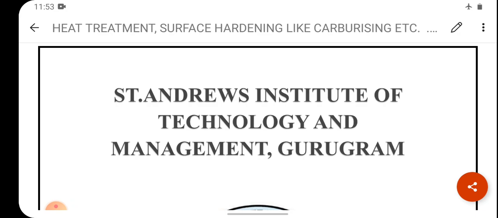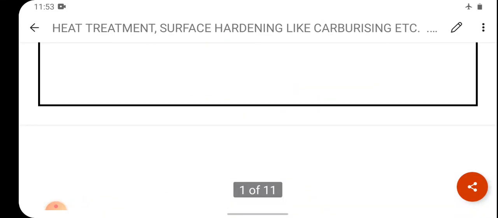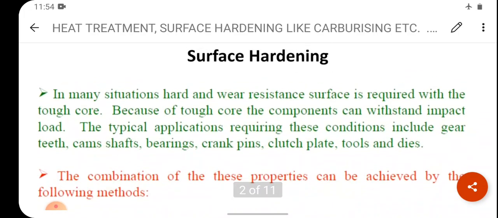Already explained in the last video lecture series, that is heat treatment processes in details such as hardening processes, quenching process, hardening, annealing, tempering. So today I am going to discuss the topic, that is surface hardening process, like carburizing, nitriding, cyaniding, flame hardening, and induction hardening in detail. So today I am going to start the topic, surface hardening. What is surface hardening?